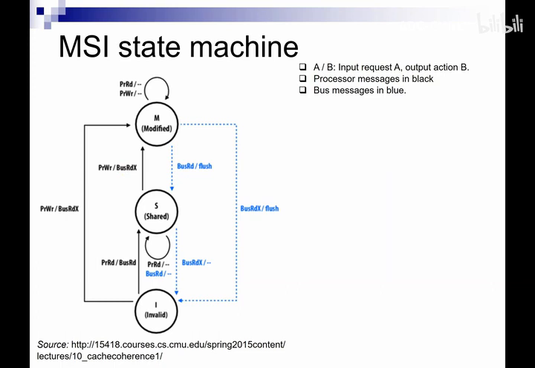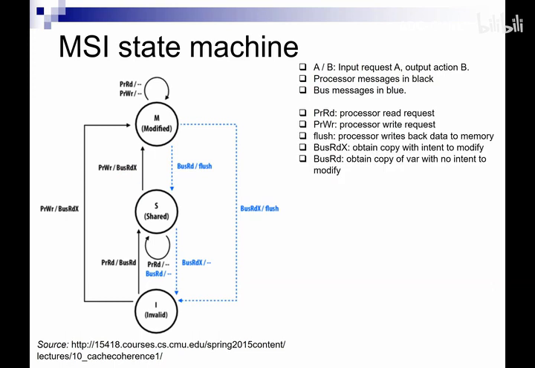In addition, we have these two types of messages which are being sent. The messages that the processors send are shown in black, and the messages that are being sent on the bus are shown in blue. Now we have these different types of messages. So for example, the PrRd, which stands for processor read. So this is a read request by a processor. The processor write request, like over here, means that a processor wants to write a value.